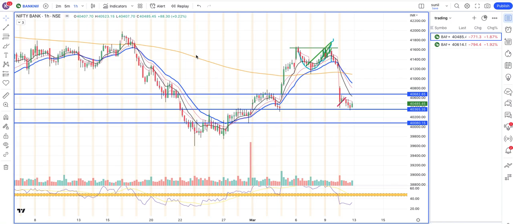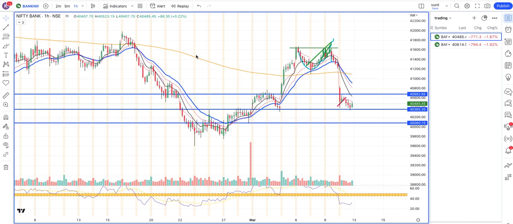Dear friends, today is March 10th, 2023, and we are going to talk about the trade, how we took the trade in Bank Nifty, and how we analyze the markets and how we took the trade. This will be good for the learning purpose.